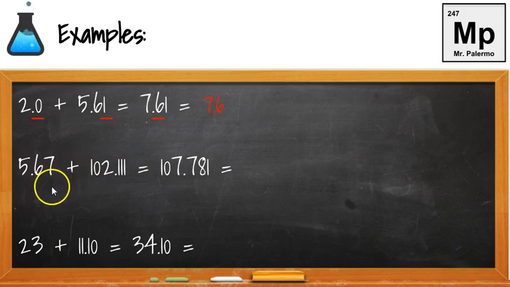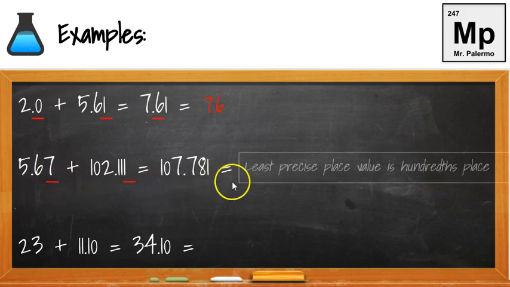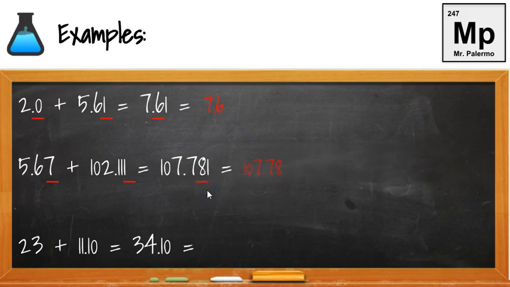Next problem: 5.67 is precise to the 100th place, and 102.111 is precise to the 1000th place. So the least precise place value is the 100th place, and that would be here on our answer, going 10th, 100th. So this 1 is going to get cut off, and our final answer is going to be 107.78, again, to the nearest 100th place.